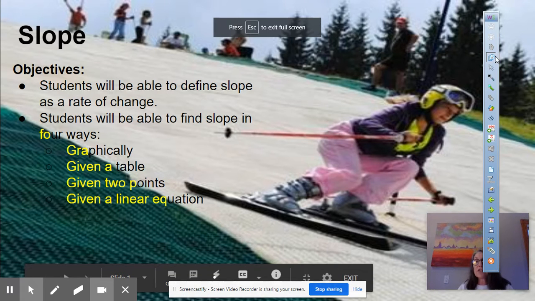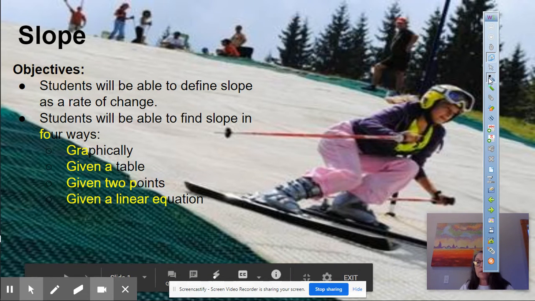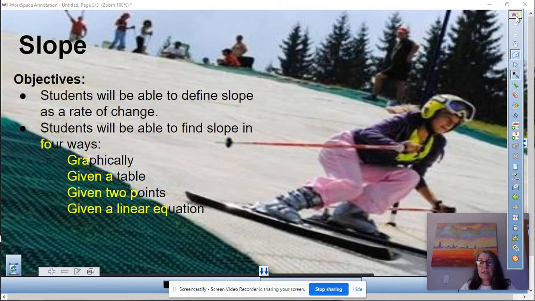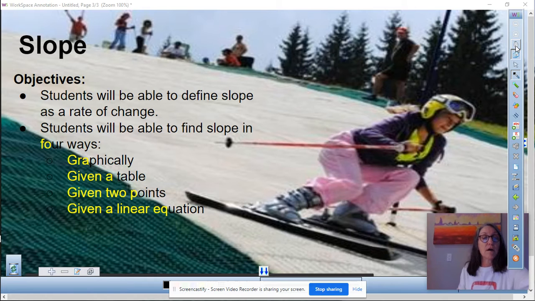Hello, this is our first lesson on slope. And in this lesson, by the end of the lesson, you should be able to define slope as a rate of change. Now, slope can be found in four ways. We can find it graphically, we can find it given 2 points, we can find it given a table, or given an actual linear equation. In this lesson, though, we're going to be doing only graphically. Keep things kind of simple here.